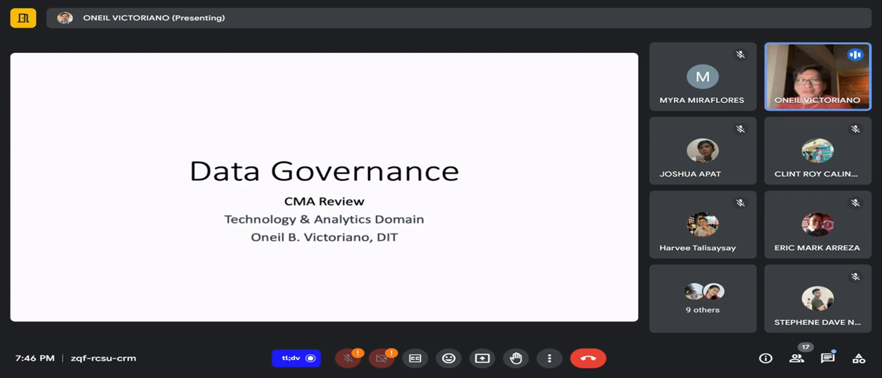So that summarized data governance, looking into how the procedures work, who the persons or stakeholders are, and of course the policies of data governance. So that ends the second part.